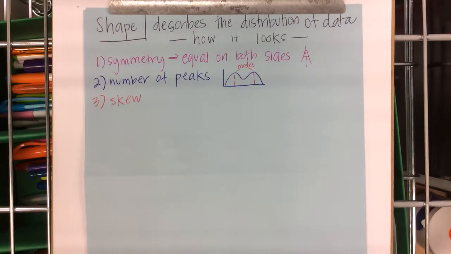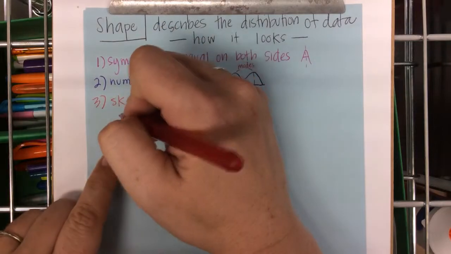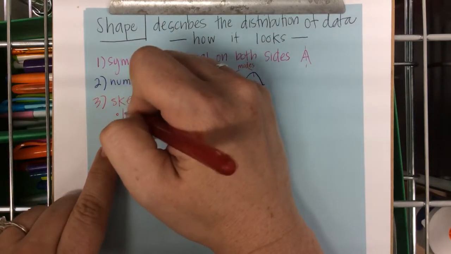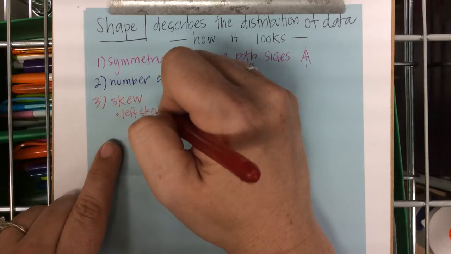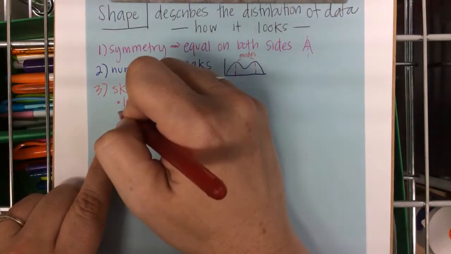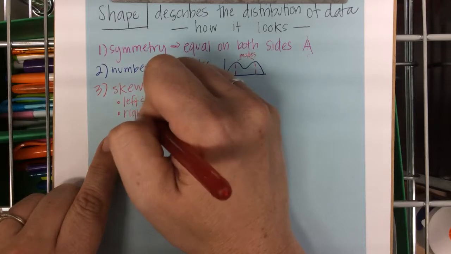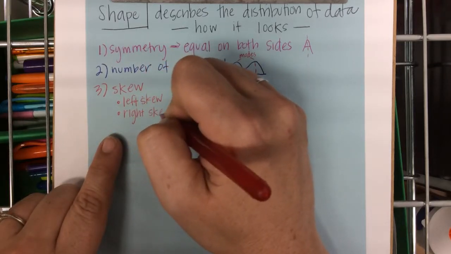So there are a few ways of looking at skew. There's what's called a left skew, and there's a right skew.